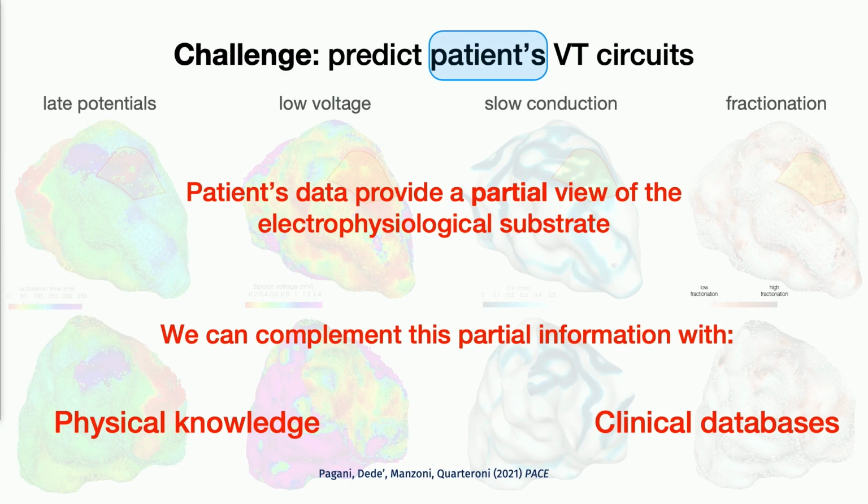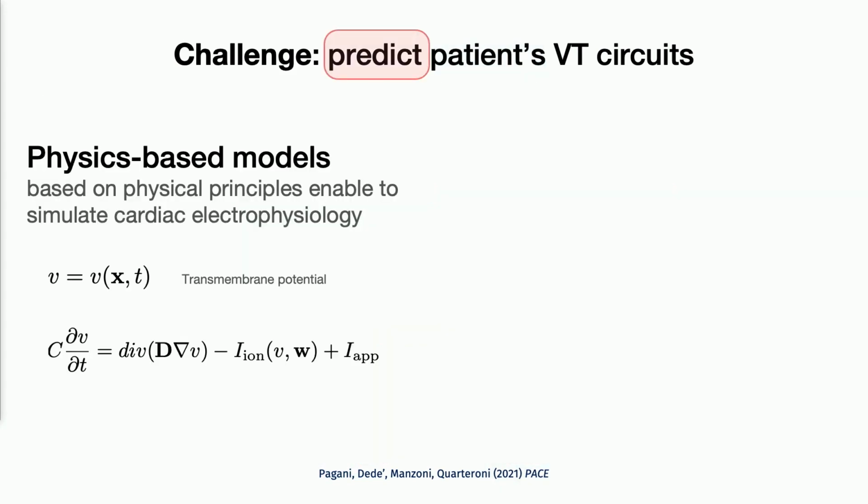To compensate for this lack of information, we would have to perform numerous pacing protocols to estimate patient arrhythmic propensity. To avoid lengthy procedural times, however, we can partially surrogate this information with physical knowledge, encoded by models based on physics first principles. And we have two types of models that we can employ today.